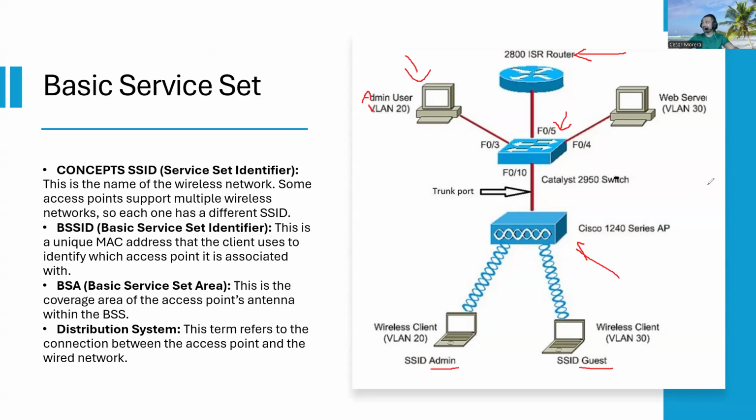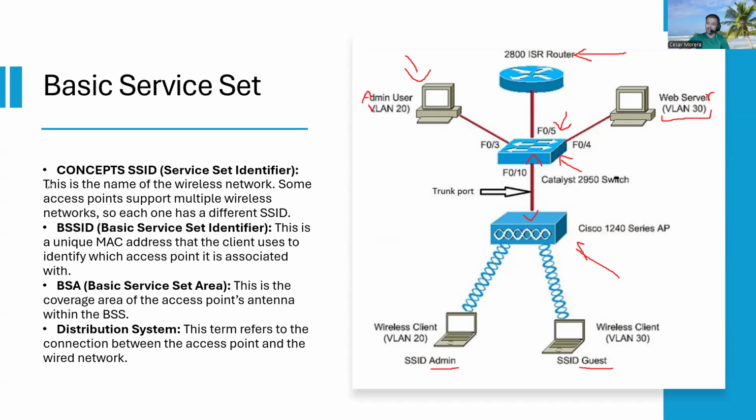Those are the SSIDs. We have a web server connected to this specific VLAN 30, and there is a Catalyst 2950 switch, a little bit old per se. We have more recent technology, the 2960 series nowadays with more advanced technology, but that's pretty much what we have. And there is a trunk port connecting the access point physically and the switch.